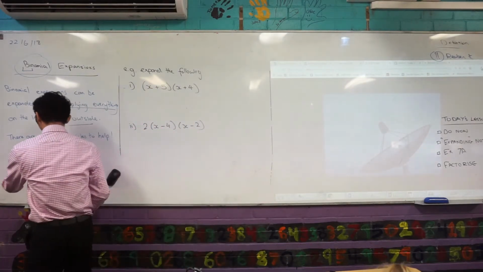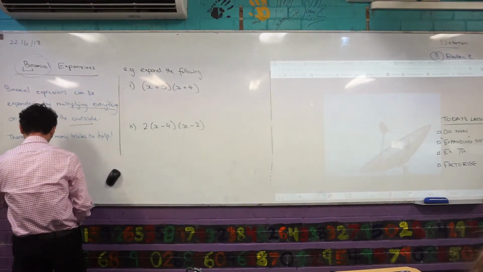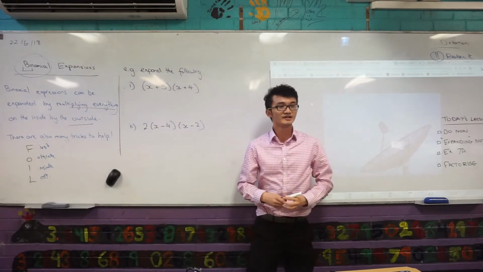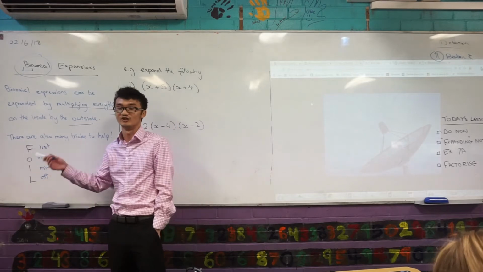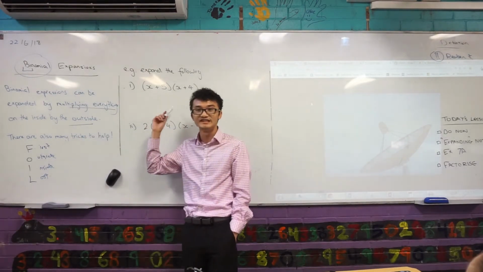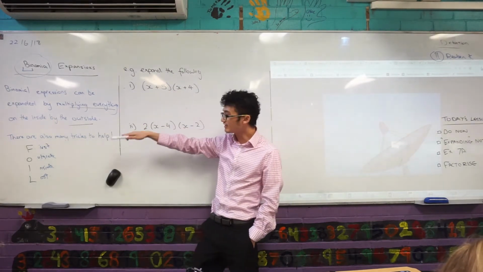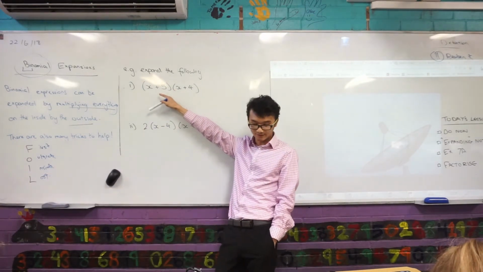Good. First, outside, inside, last. This is not a new concept, okay? This is an acronym, or like a mnemonic, to help us remember how to multiply everything on the inside by the outside. You know that that's what expanding means, but this is how we can actually go about doing that. Let me show you with this first example, okay?